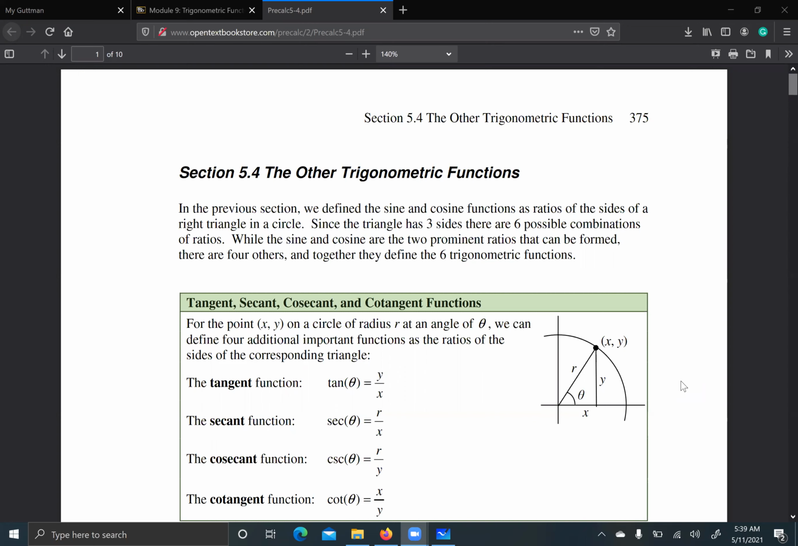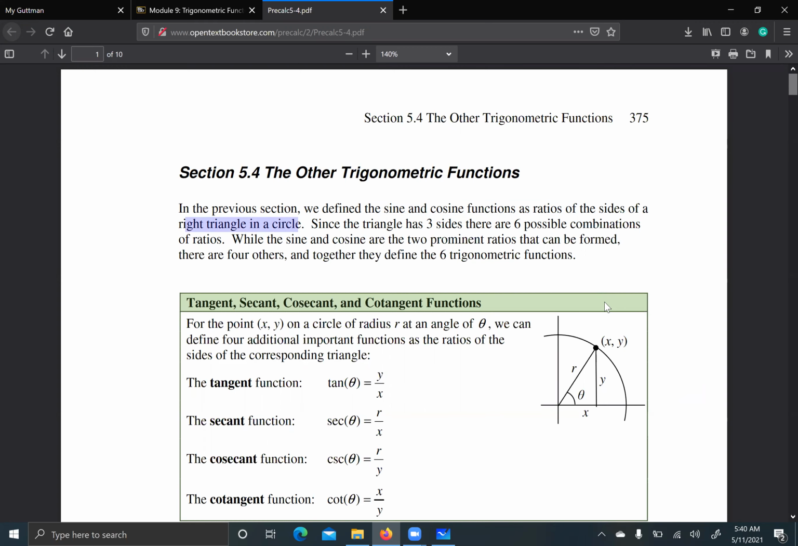In this video, we are going to study section 5.4 of the textbook and complete our study about trigonometric functions. So far, we learned about sine and cosine function. We defined sine and cosine of the function by using the right triangle in a circle.